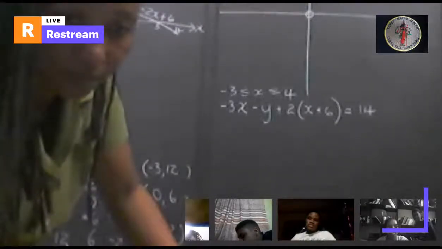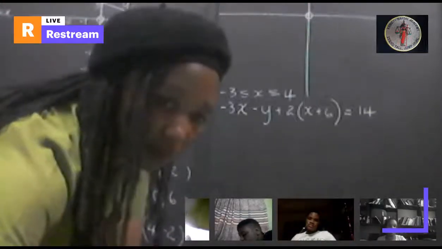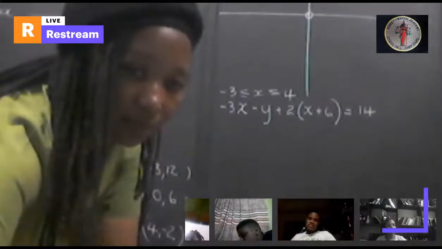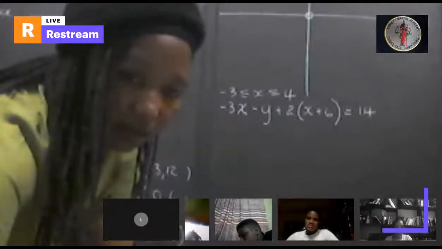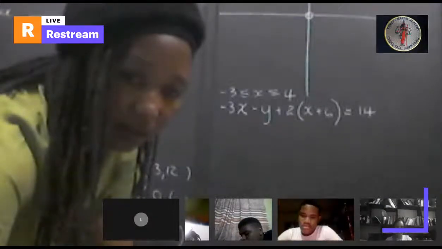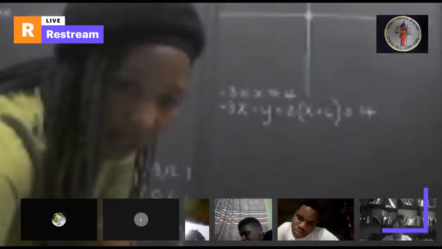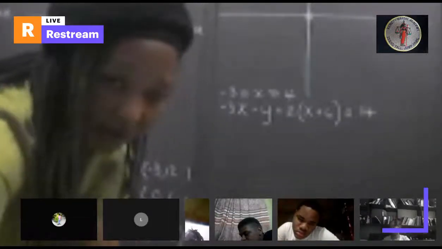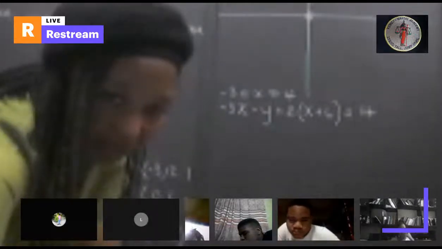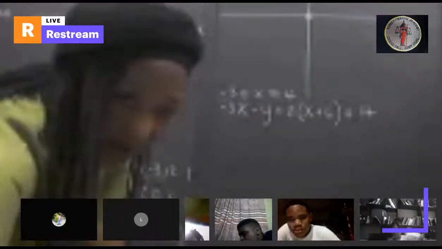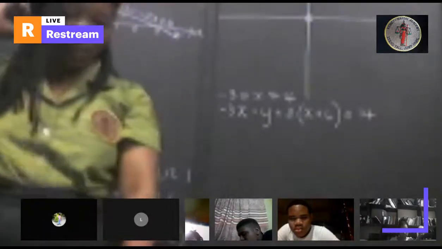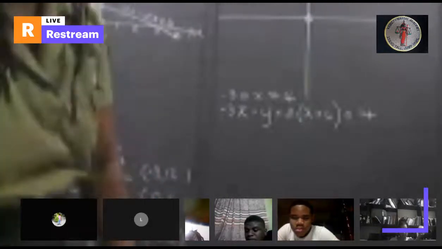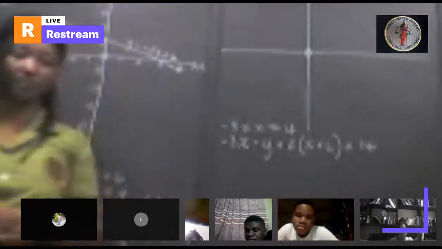Miss, I think we're going to try to get y on one side and the rest of the equation on the other. Yes. You're going to try to get y on one side and the other variables on the other side. How do we do that, and why are we doing that? Why do we need to do that?